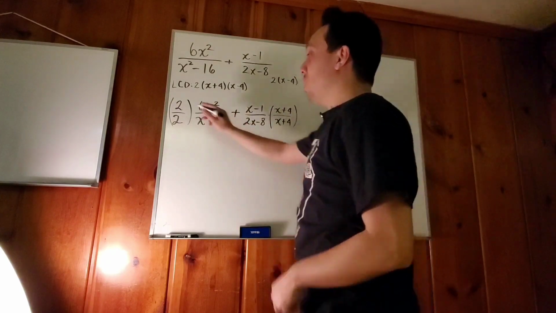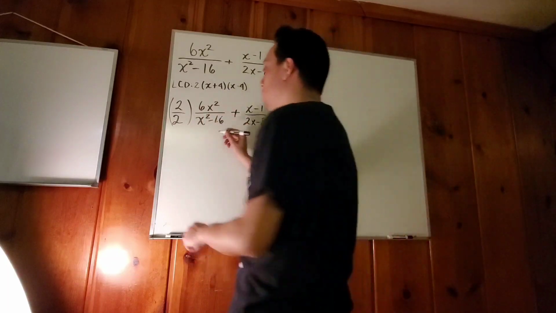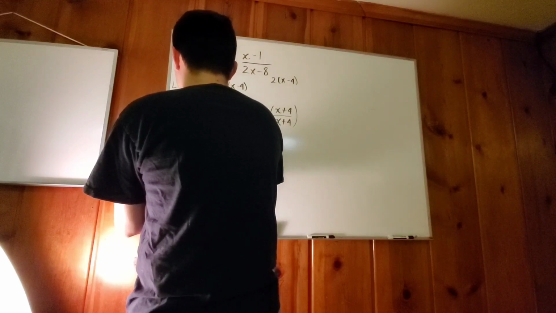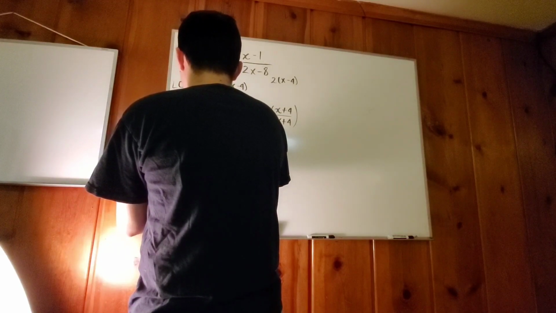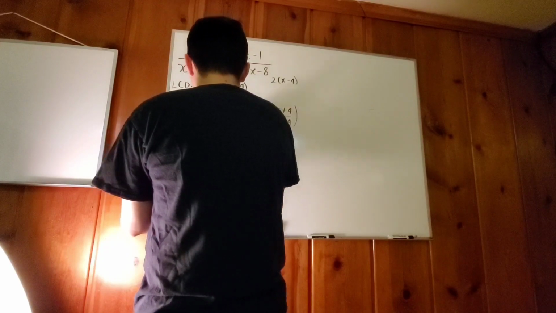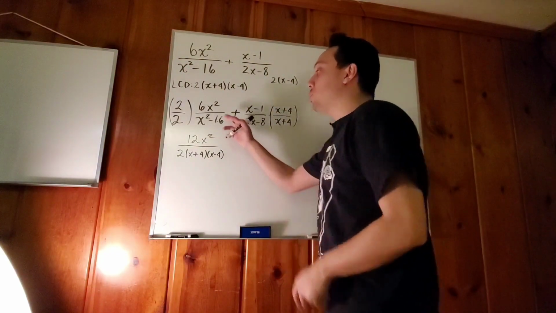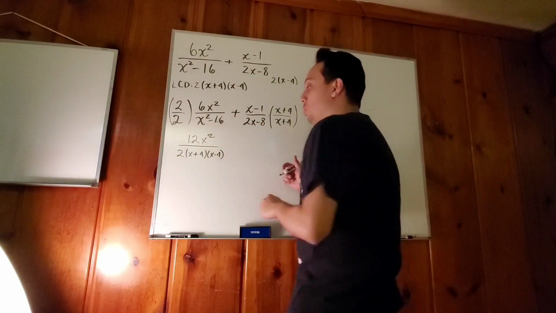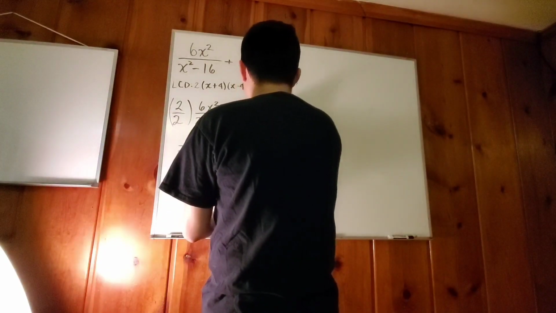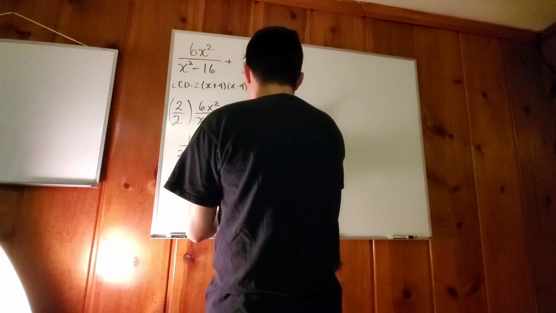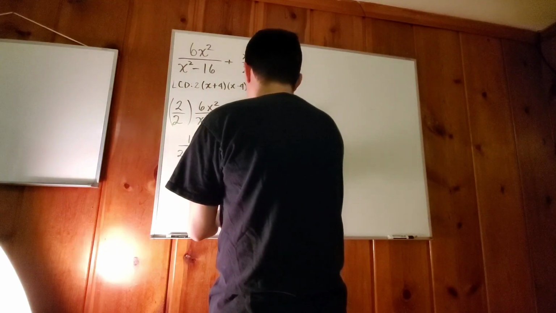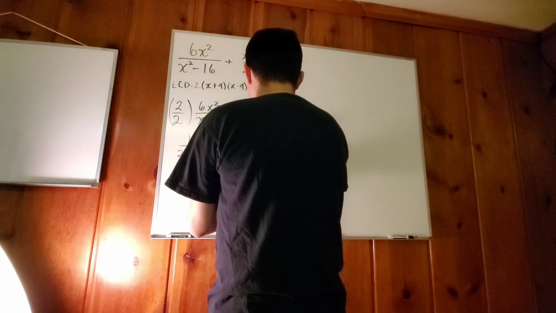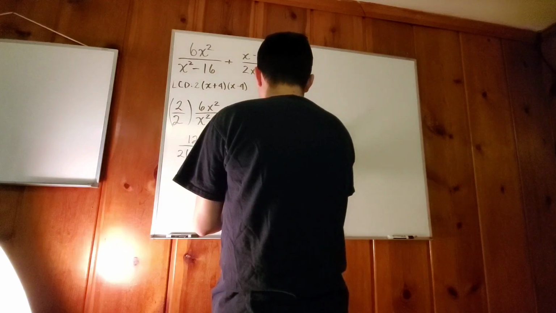You have to multiply the whole thing. And so in here, 2 times 6x squared is going to be 12x squared. And in here, we're just going to leave it as 2x plus 4, x minus 4. That way we know that at the end, because we're adding a fraction, we're not really going to do much to the denominator. And so we're going to add here times x minus 1, x plus 4 over 2 x minus 4, x plus 4.